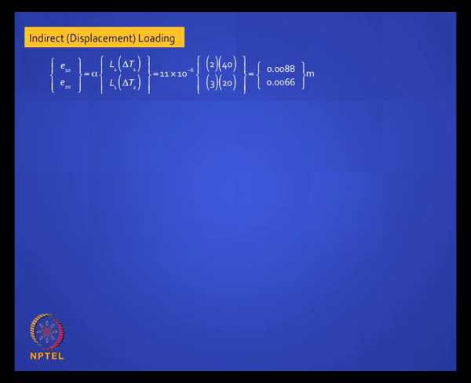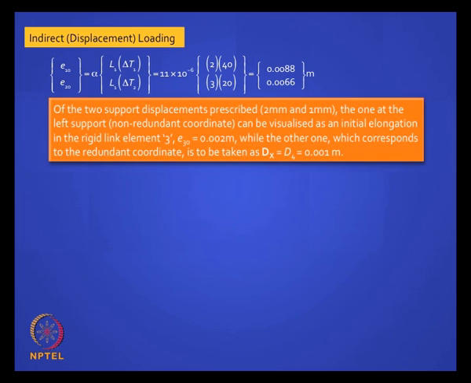Well, before that, there is an indirect loading. Don't jump. The indirect loading was, you had a temperature change in the two elements. So it's like a lack of fit. In the primary structure, they will freely elongate. This is the elongation you get. What do you need to do? You have to find the effect they have at the joints by doing the transpose. So of the two support displacements prescribed, 2 mm and 1 mm, the one at the left support is a non-redundant coordinate. It can be visualized as an initial elongation in the rigid element 3.